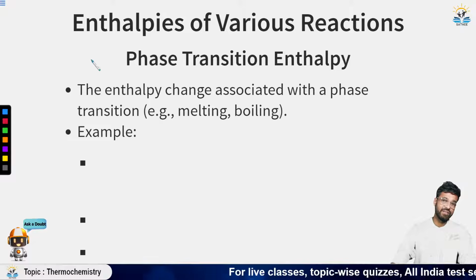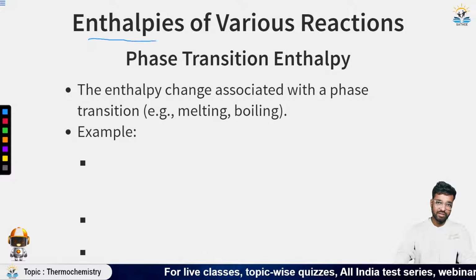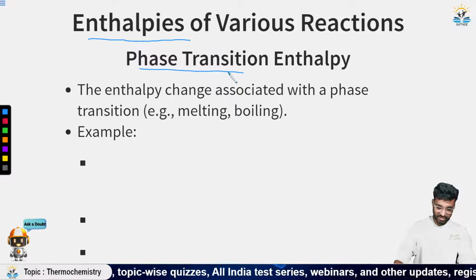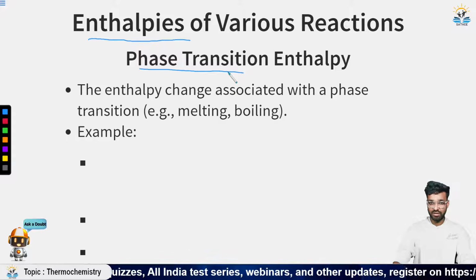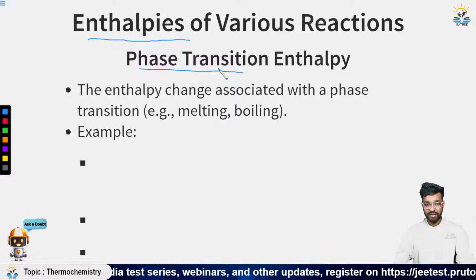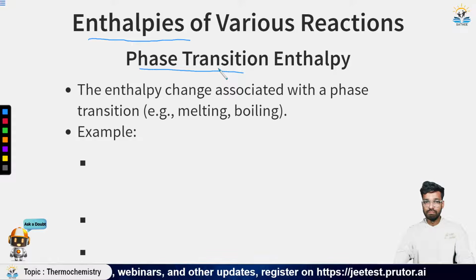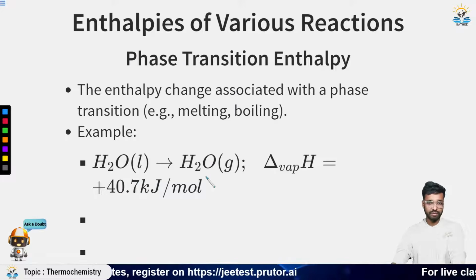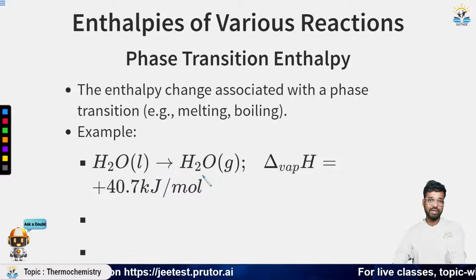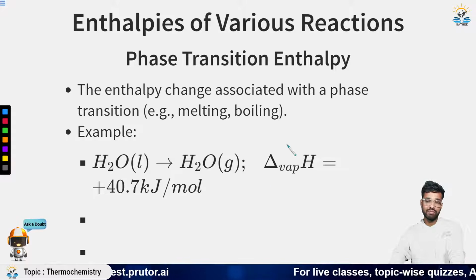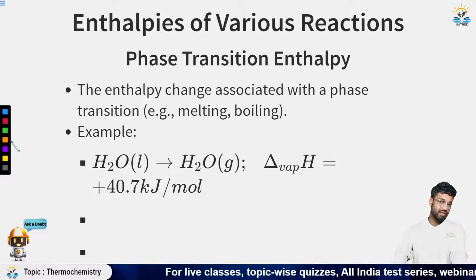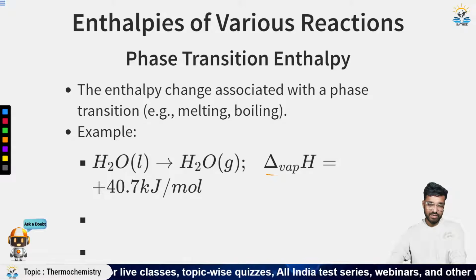Now next we have the phase transition. So what is the enthalpy change that accompanies a phase transition? We have various phase transitions like liquid to gas, gas to solid, solid to liquid, and we call them by different names. We'll see them one by one. So here is an example. We are converting liquid into gas. That means we are doing vaporization. So the enthalpy change accompanying it will be the standard enthalpy of vaporization, that is delta vap H.